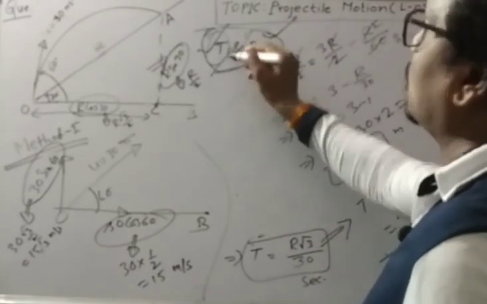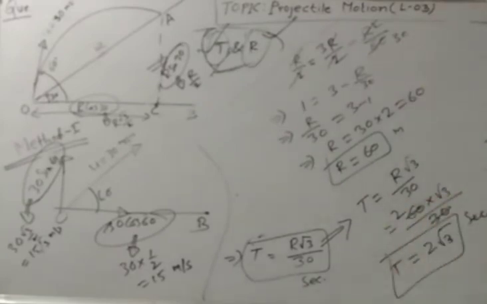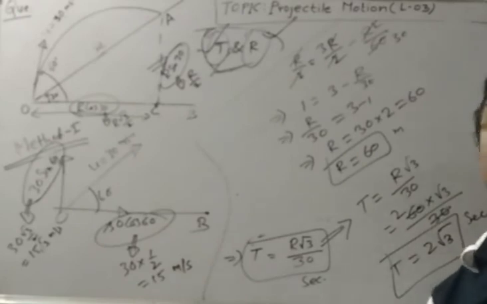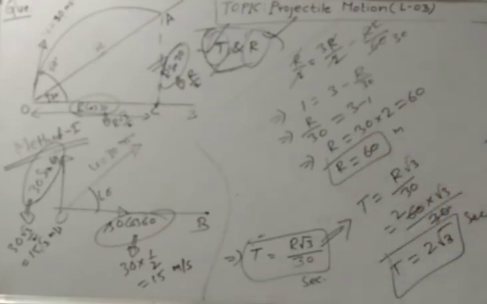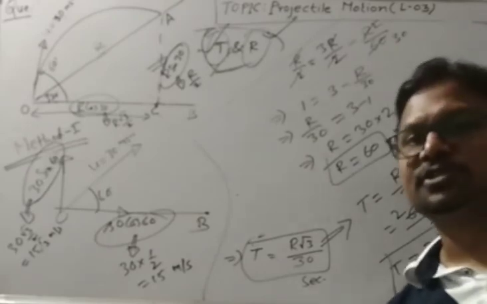Okay, dear. So, you have got t as well as r also. In this way, you can calculate this numerical, and this is method number 1. Now, we will tackle this numerical one more time and this will be method number 2. Okay, dear, just note it down.